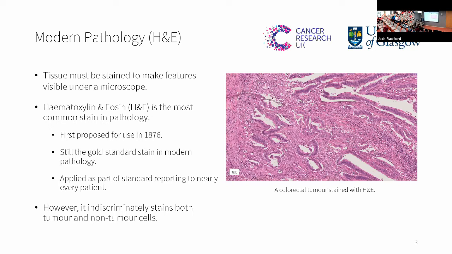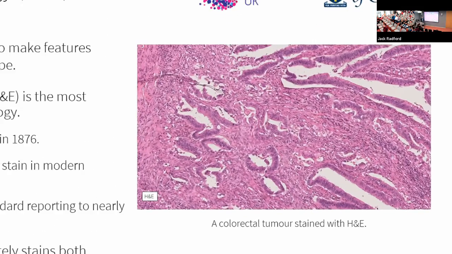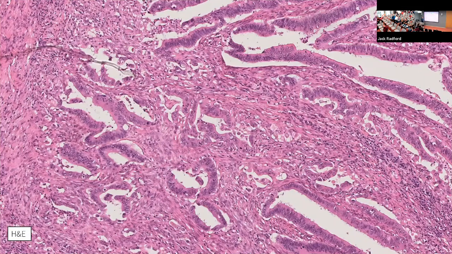But there's a problem because it indiscriminately stains both tumour and non-tumour cells. So what I mean by that is, this is an example of one of these H&E biopsies. And you can see maybe here, this is tumour core, and I'll outline this in a minute. But there's also non-tumour cells and what's called the stroma surrounding this. And then a pathologist doing their analysis to try and determine what cancer it is, how far it's spread, etc. They need to look at that boundary, look at what cells are in it.